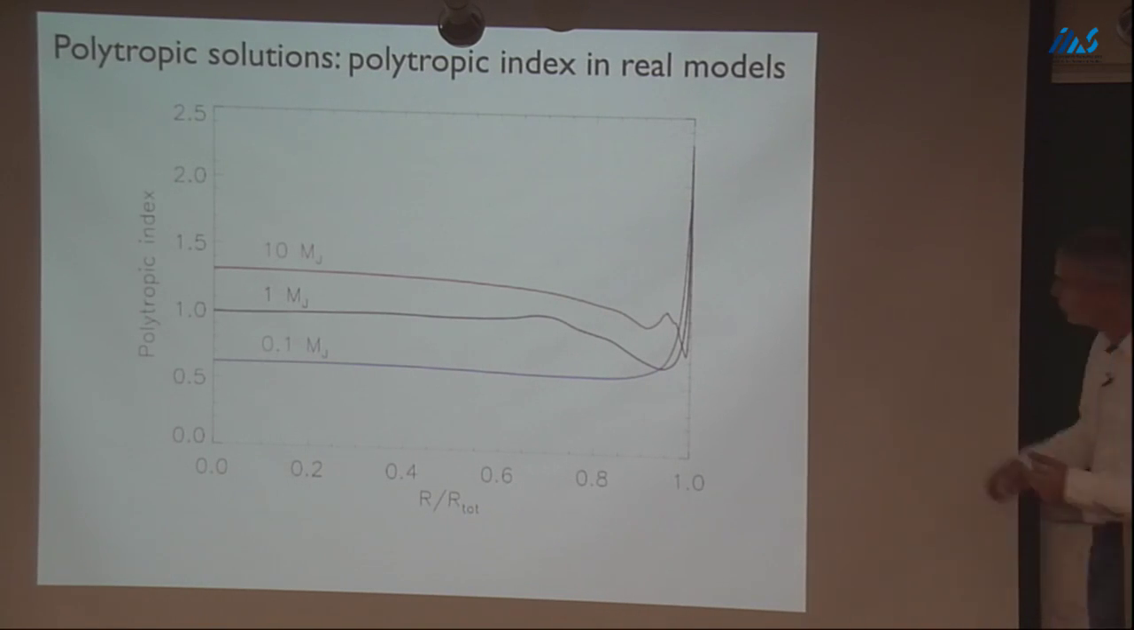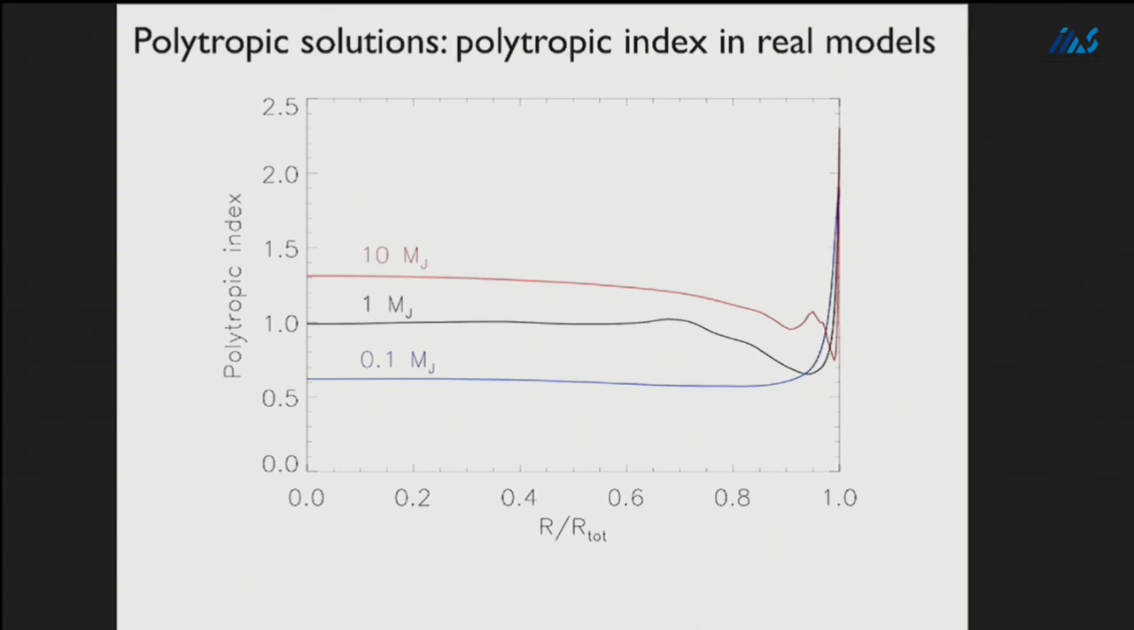Okay, and so in real models, you can show that 10 Jupiter mass planets, 1 Jupiter mass planets, and 0.1 Jupiter mass planets have a polytropic index that is between 0.5 and 1.5. It slowly increases from a very low value, which is characteristic of an incompressible object, to something that is more compressible and tends towards 1.5 at large masses.